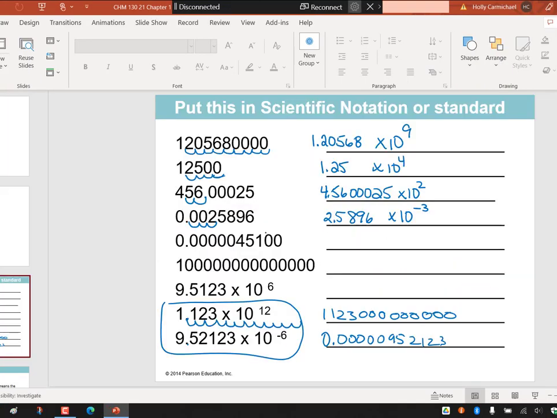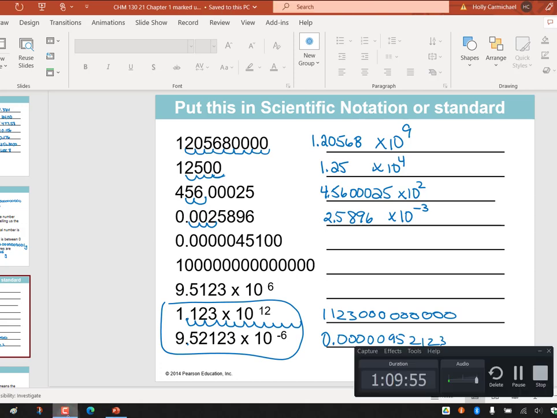All right, and I am saving this, and I will post this. So if you ever want to go back and look at those marked up PowerPoints, you always have that as an option. If we miss lab, what happens?